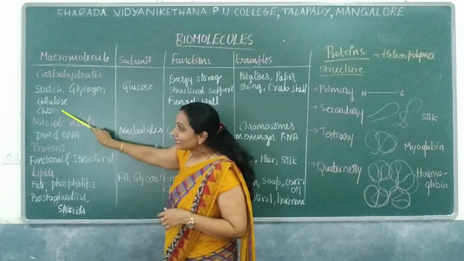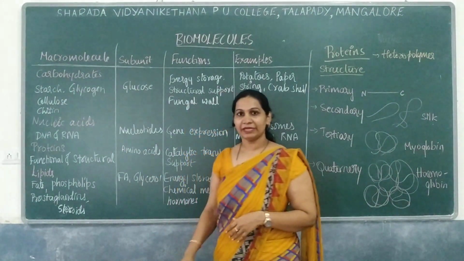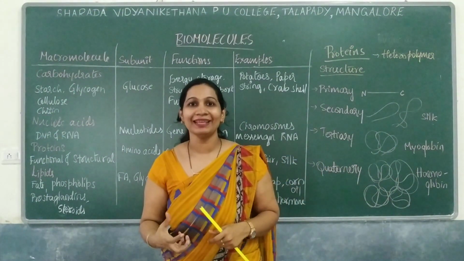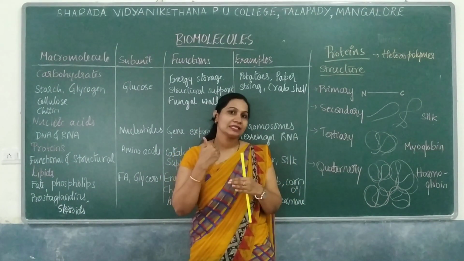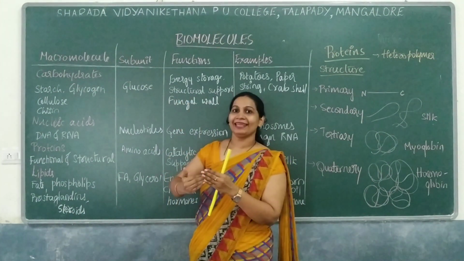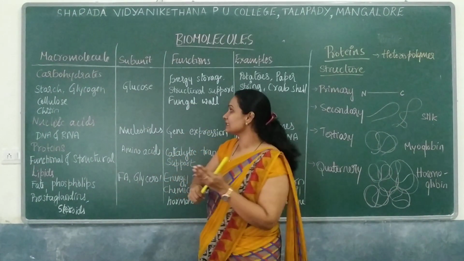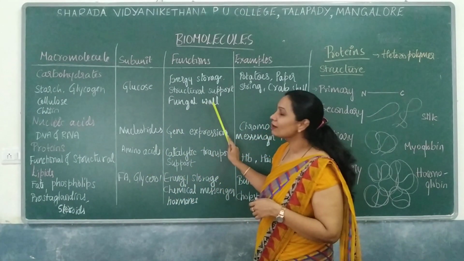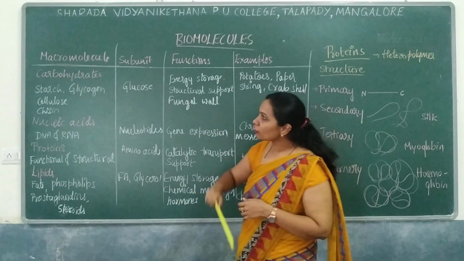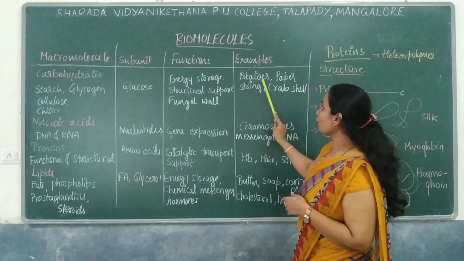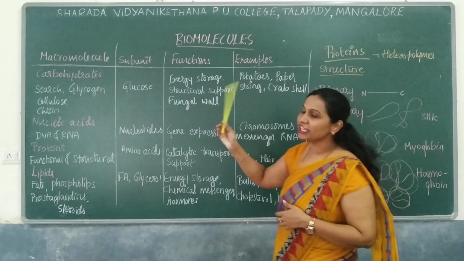Next comes the chitin. It is a fungal material. Chitin is a fungal material that is mostly found in arthropoda members such as crab as well as cockroach. Their exoskeleton, their external skeleton, is mainly consisting of chitin. It forms a wall. It is mainly a fungal wall. So examples for carbohydrates: potatoes, paper string, cellulose, crab shell, chitin.